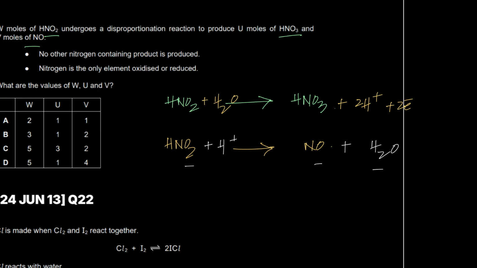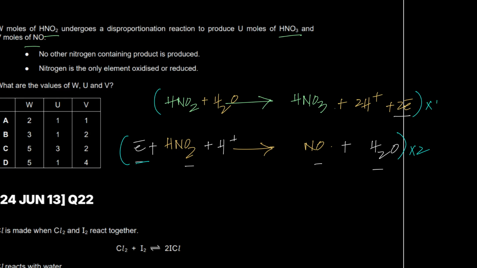H plus ion. Then balance out the electrons. Well, you have one plus charge on the left side and 0 on the right. So add an electron on the more positive side. Done. Now 2 electrons lost must be equal to 2 electrons gained. So multiply this entire equation by 2. And however many electrons are here, multiply it by 1.